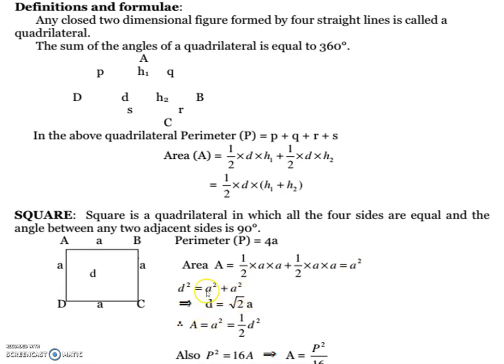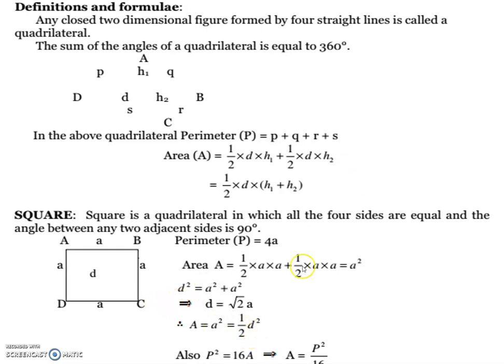Now D square we have to consider as A square plus A square. That means D square is 2A square, because A square plus A square gives A square common, 1 plus 1 is 2. Taking the square root of both sides, D is equal to root 2 into A. Now area is given by A square, which is equal to 1 upon 2 into D square.